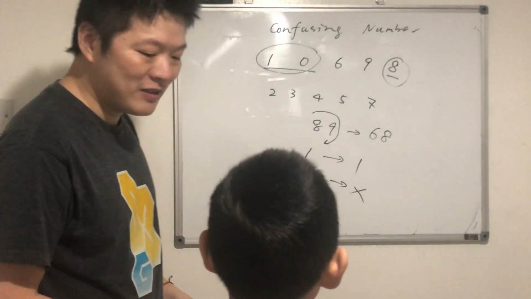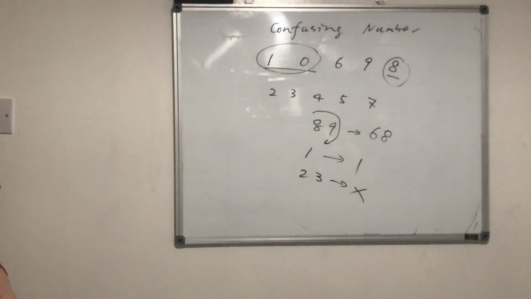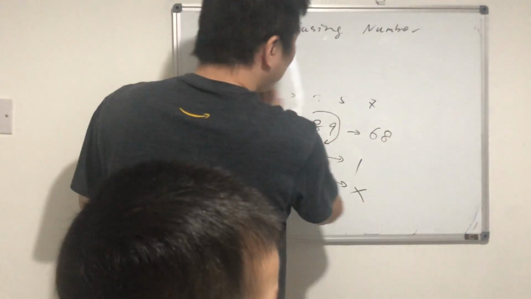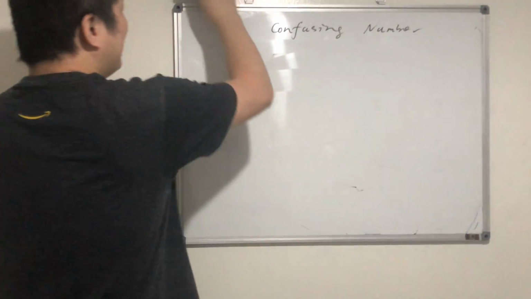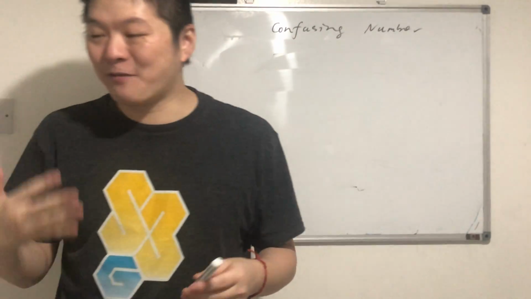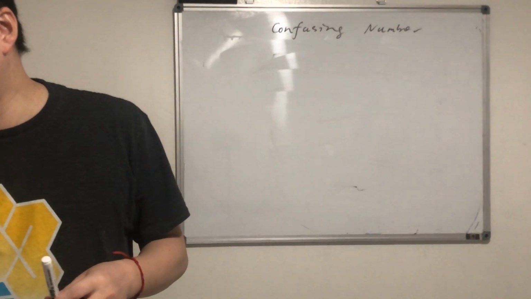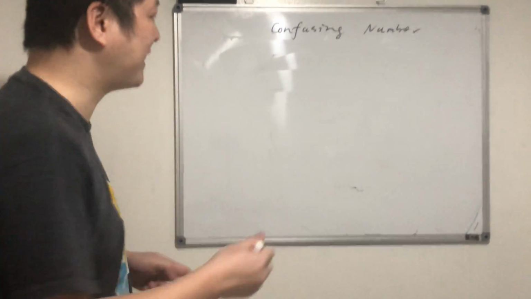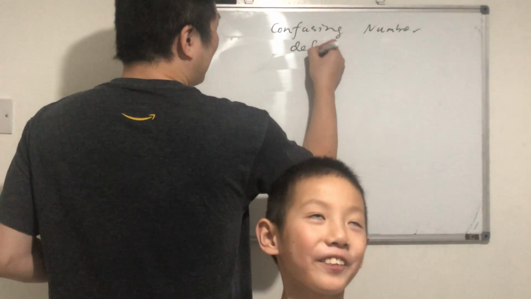Does it make sense? Yes. So how are we doing this? Definitely, first of all, we need a function to tell if the number can be looked at upside down, right? And if it can, then we return it. If not, we return something like -1, right?